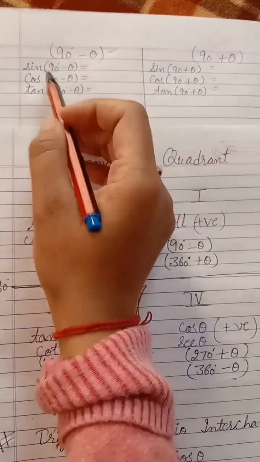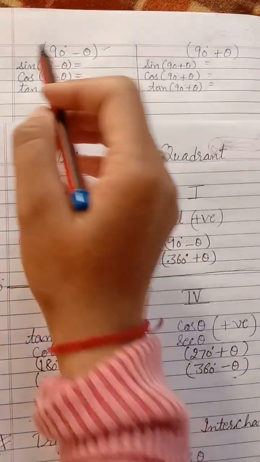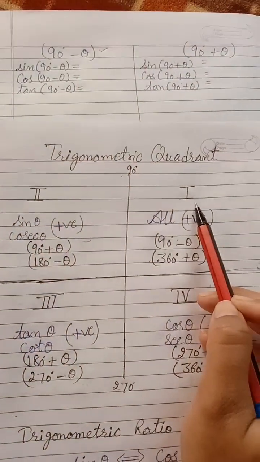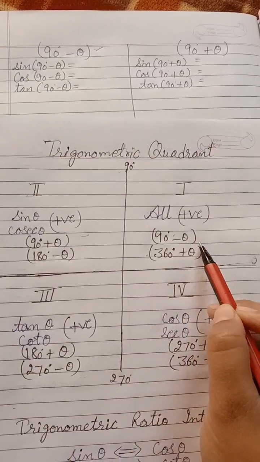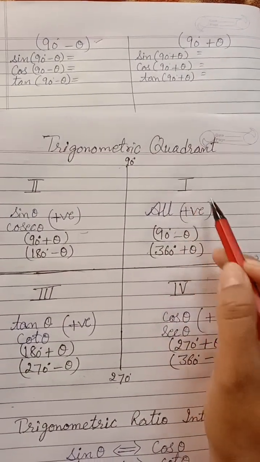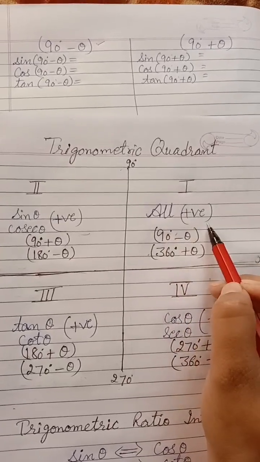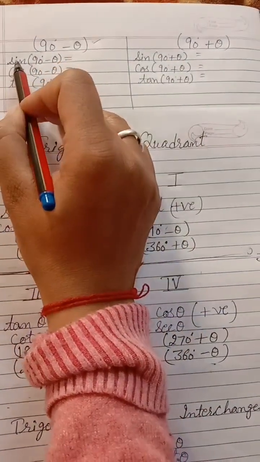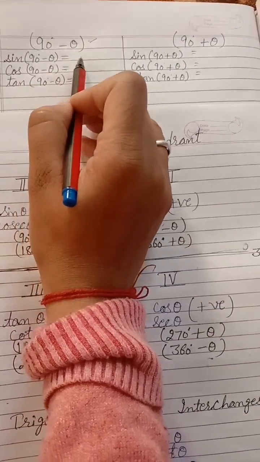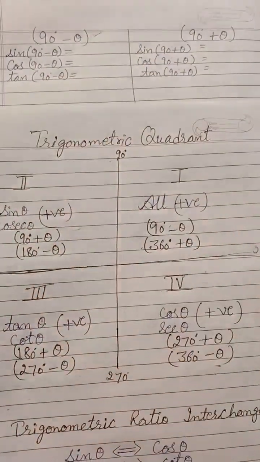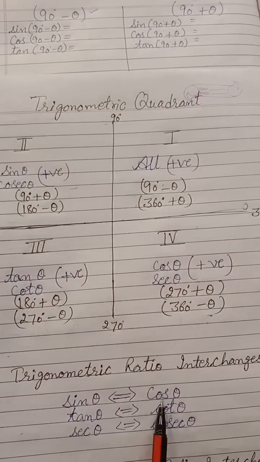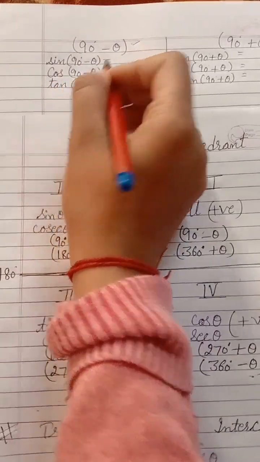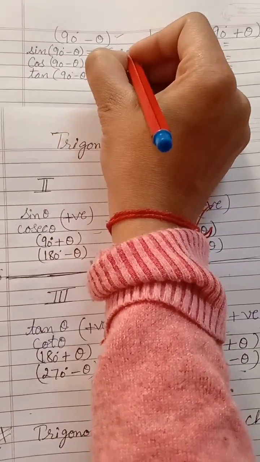Now let us start. How can we find the value of sine 90 degree minus theta? See, the angle 90 degree minus theta will be considered in the first quadrant. Here you can see 90 degree minus theta. So we all know in the first quadrant all trigonometric functions will be positive. So sin 90 minus theta will be positive. And sine will change into cos. We have learnt it also. Sine will change into cos and cos will change into sine. So sine 90 degree minus theta will be written as cos theta.